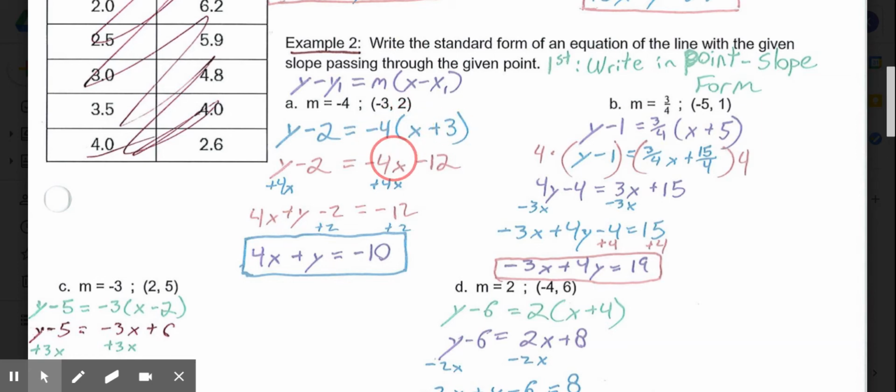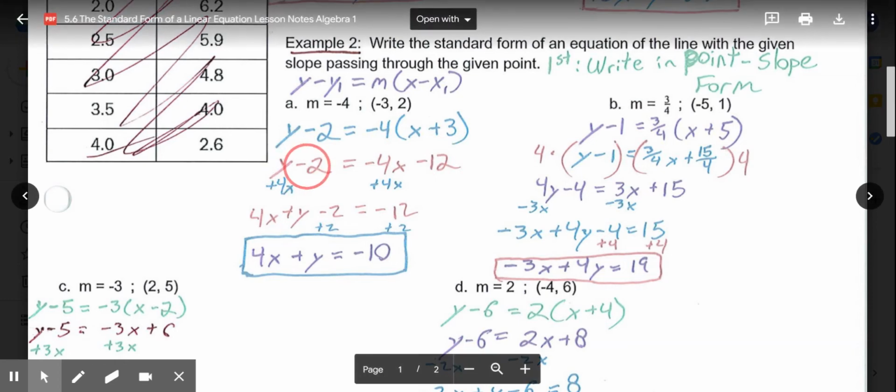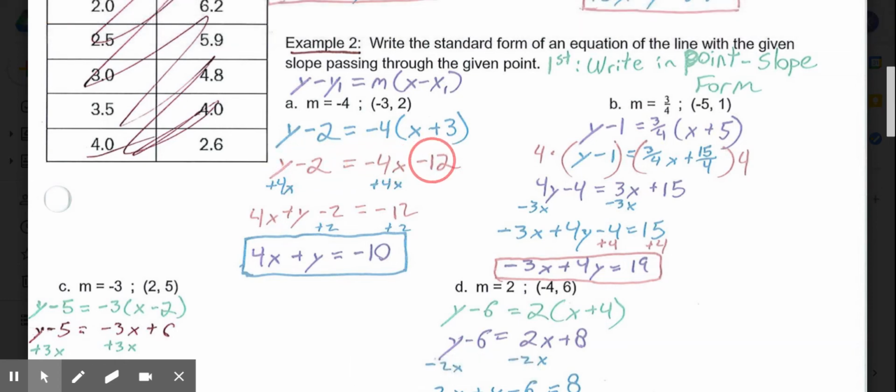So -4 times x is -4x. -4 times +3 is -12. So now I have y minus 2 equals -4x minus 12. I want to get the x and y to one side, so I'm going to undo this -4x by adding 4x to each side. Now I have 4x plus y minus 2 equals -12.